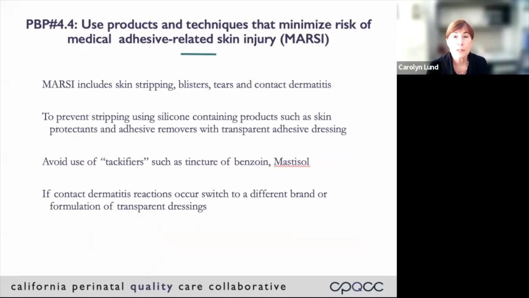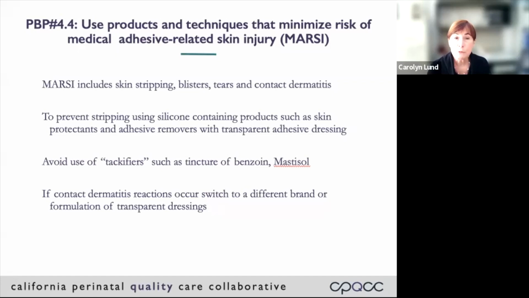The acronym MARSI is somewhat new. There's a white paper that was published covering a number of patient populations talking about the problems of MARSI. And they described some of the types of MARSI that we see. Skin stripping in the premature infant, even the full-term baby, is the most common that we see in our NICU. But you can also see blistering, you can see skin tears, and you can also get a contact dermatitis reaction to some of the transparent dressings that we use.